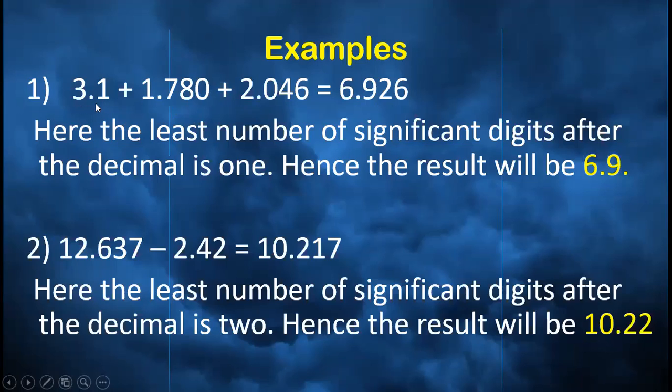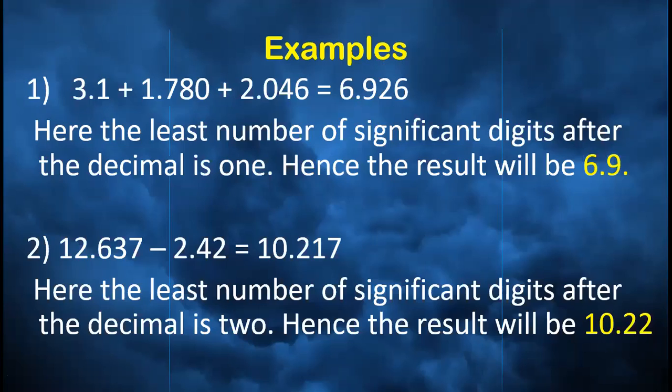So your answer should also have the least number of decimal places. So we have to round it off to one decimal place. Here the digit to be rounded off, 2 and 6, the digit after the 9 is 2, which is less than 5. So the preceding digit can be left unchanged. So it is 6.9.